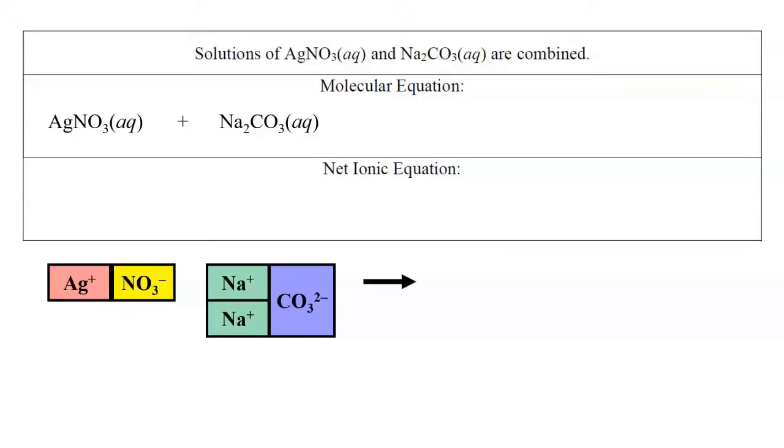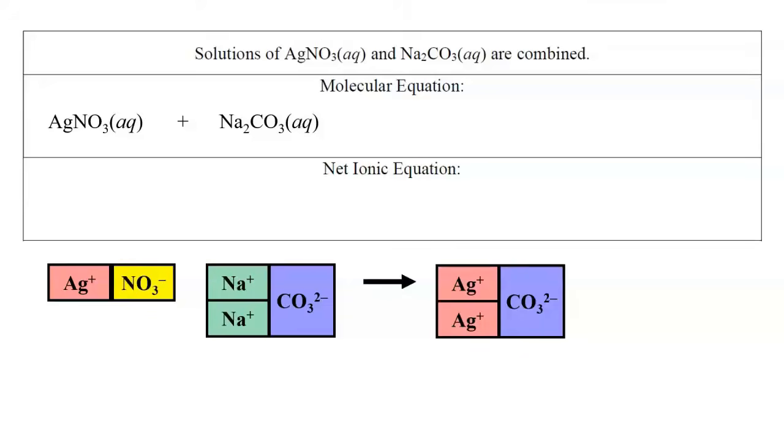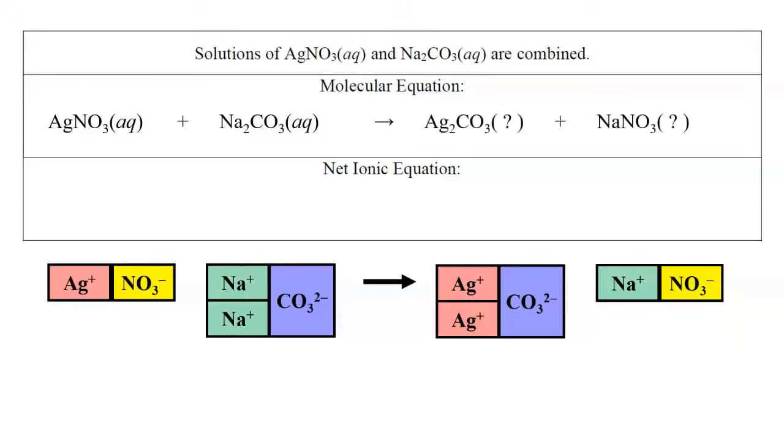On the other side of the equation, silver is now partnered with carbonate. So we need 2 silvers for every 1 carbonate so that the charges are balanced. That will be Ag2CO3. And then sodium's new partner is nitrate. And since that's +1 and -1, the formula of sodium nitrate is simply NaNO3. Question marks again because we don't know which one of these products is the precipitate.